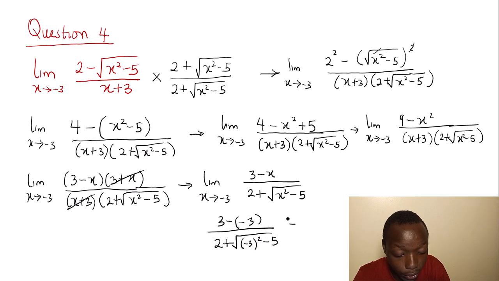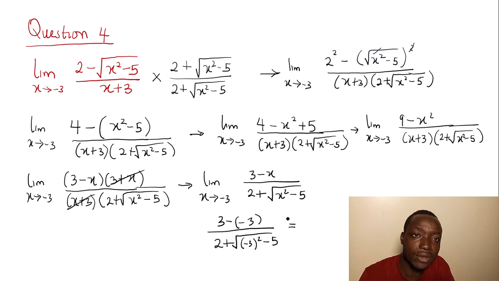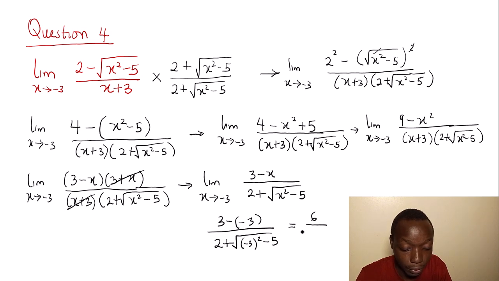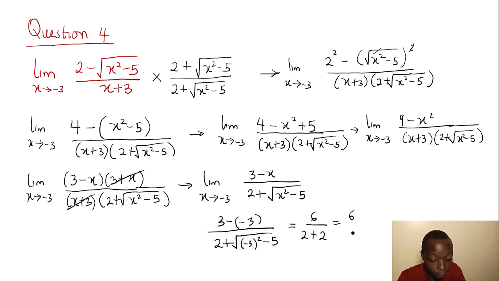So this will give us 3 minus -3, which is 3 plus 3, which is 6, over 2 plus, now (-3) squared is 9, minus 5 is 4. So the square root of 4 is 2. So you have 2 plus 2. So here you have 6 over 4, which gives you 3 over 2. So your final answer is 3 over 2.